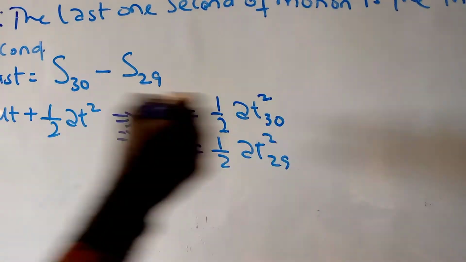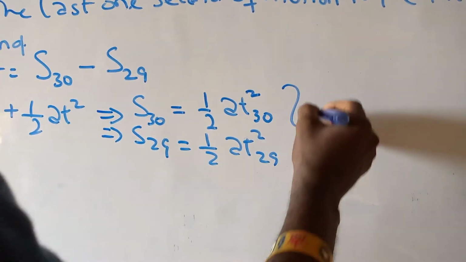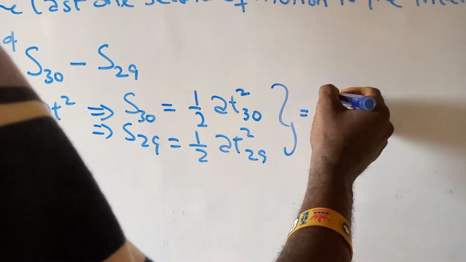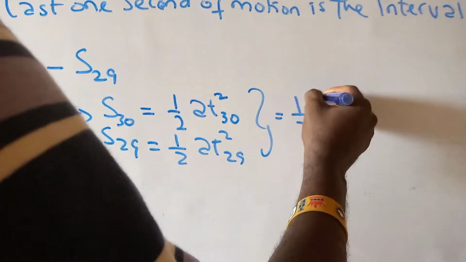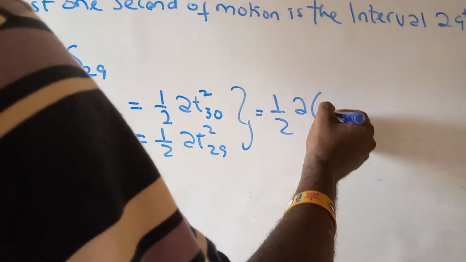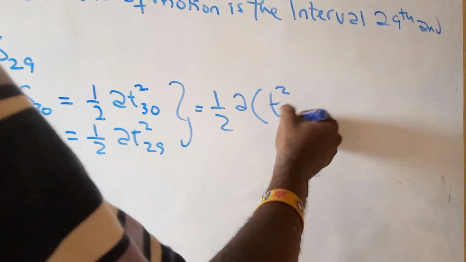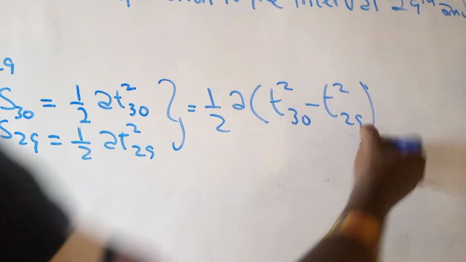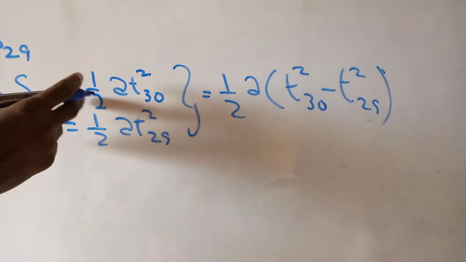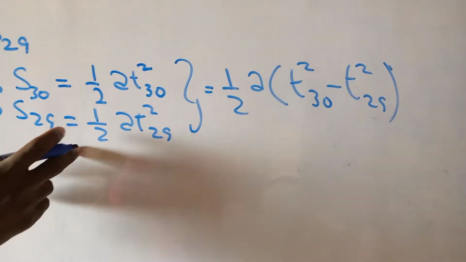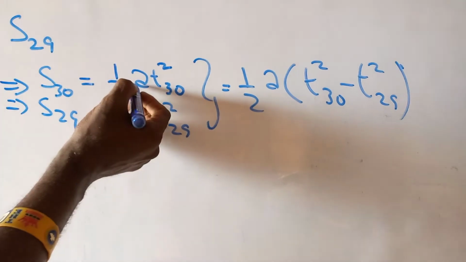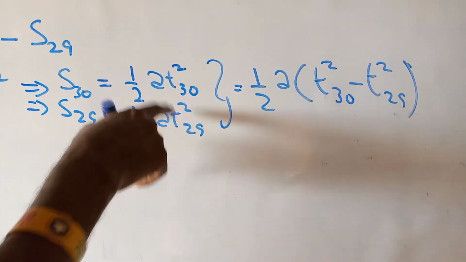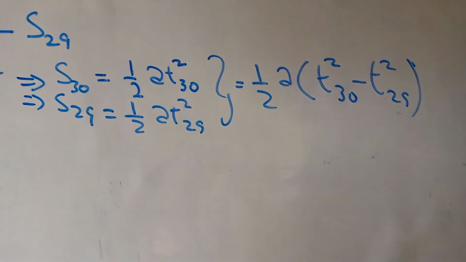Okay, so we can put this together to become half a into t squared 30 minus t squared 29. When you subtract this from this, that's what we're saying. The accelerations are common, so the acceleration stays, and the t squared terms remain. Beautiful. Now we can calculate.